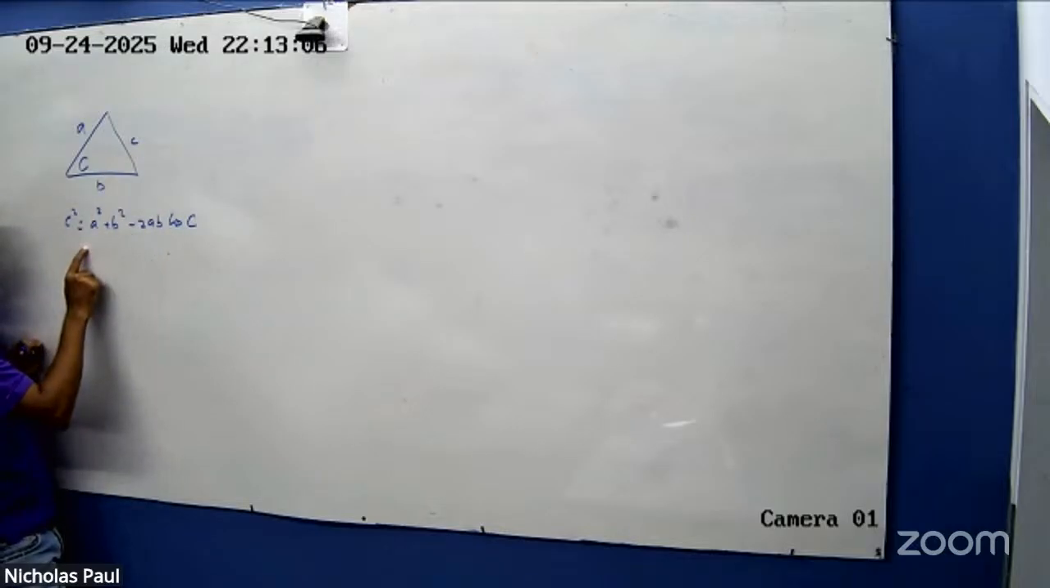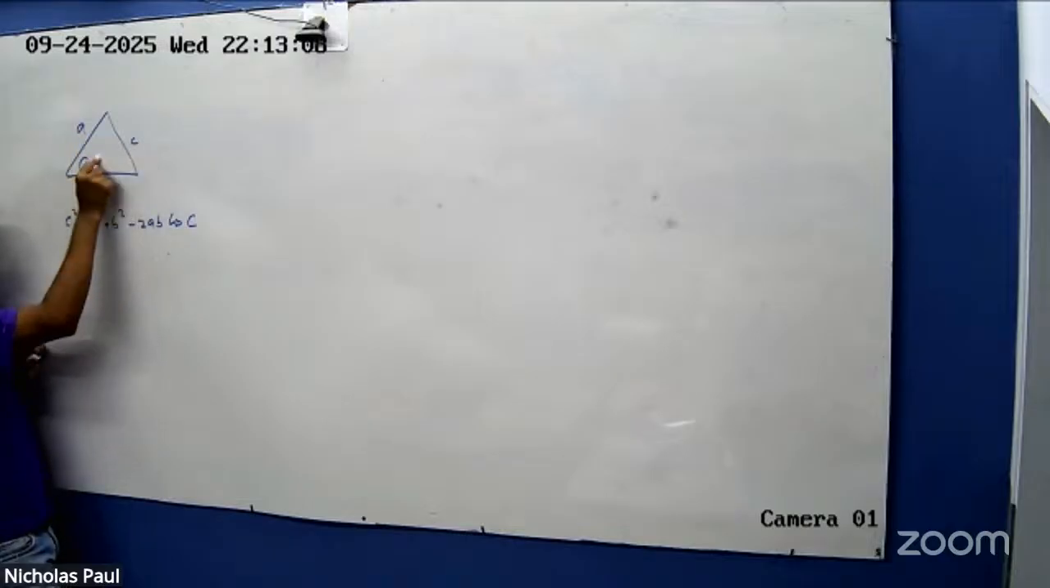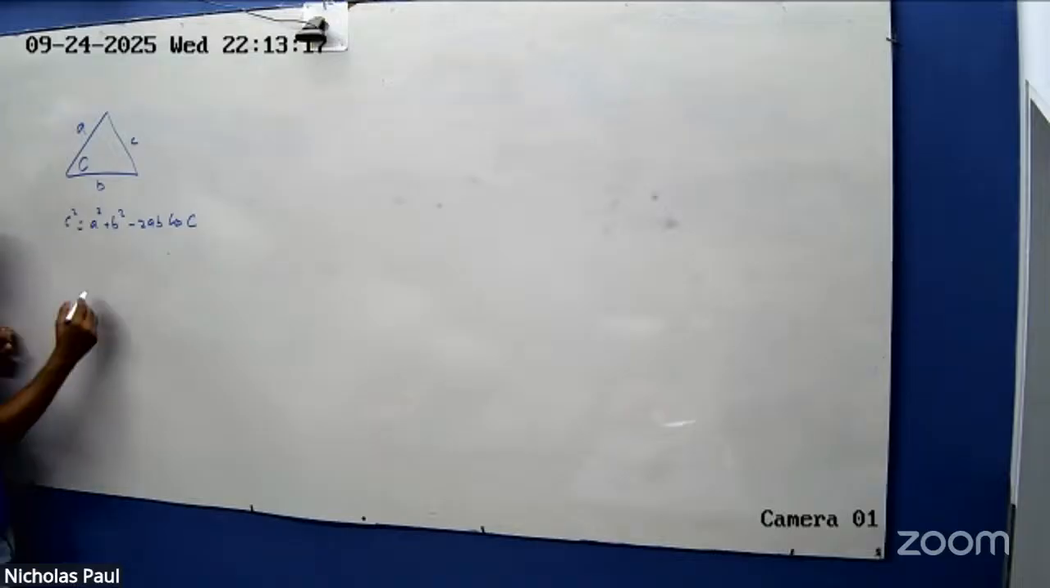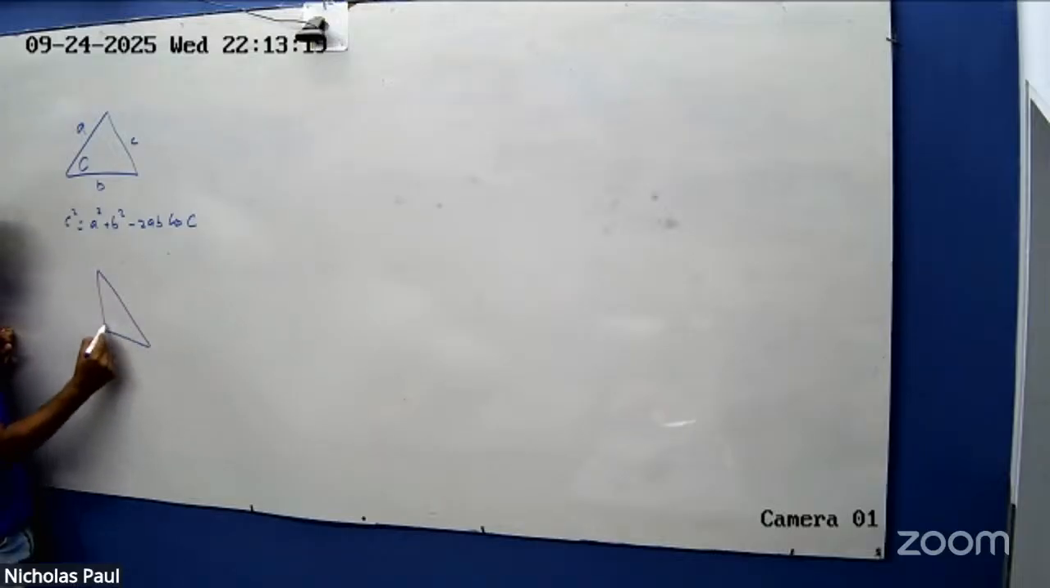Cosine rule could also be used if you have 1, 2, 3 lengths and you want to find the angle, right? That's what we did last week. So you have to figure out now when to use the appropriate rule, okay? And we also did right angle triangles, right?